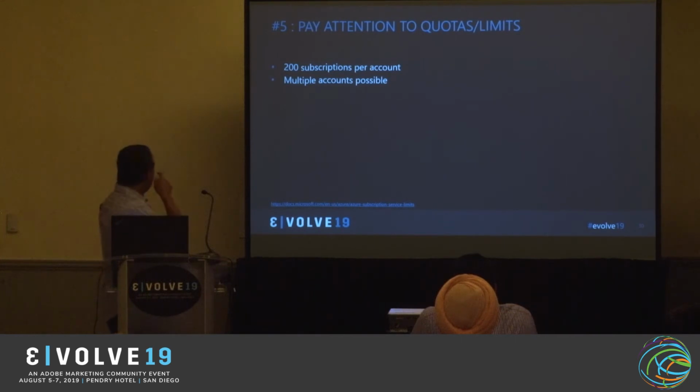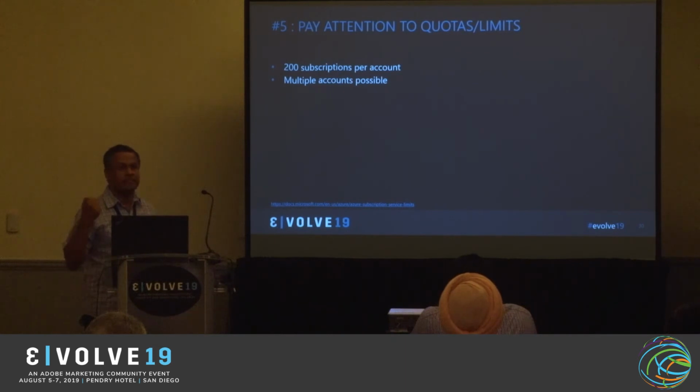One big one for Azure is there's a limit of 200 subscriptions in an account. So if you have more than 200 customers, then you need to create a separate account, which you can totally do, but you have to keep track of it. And many of these are soft limits. You can call Microsoft and say, we need more VMs of this type, and they usually turn it around very quickly. So it's not really a big deal.